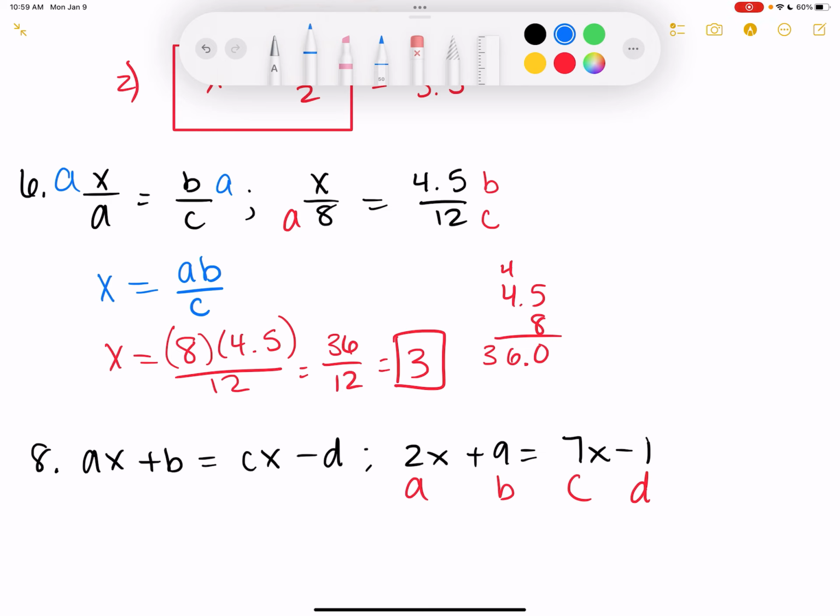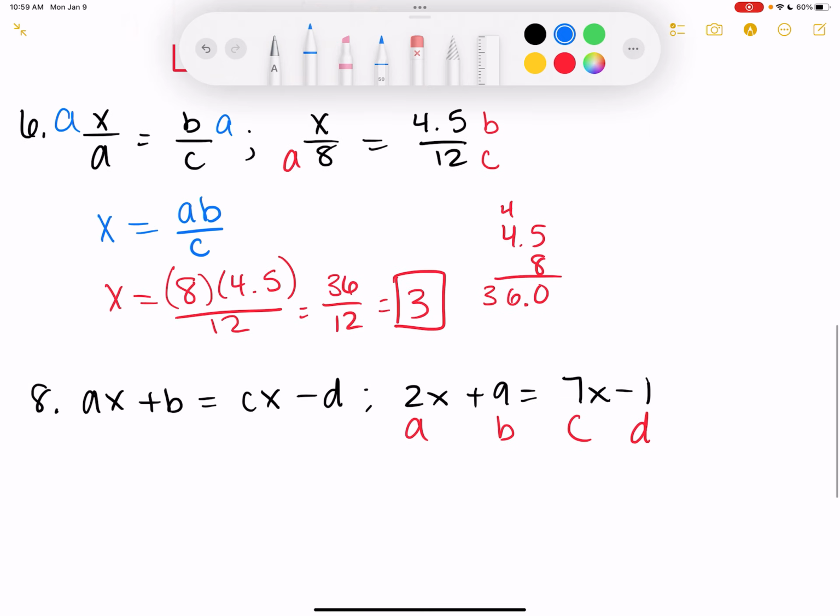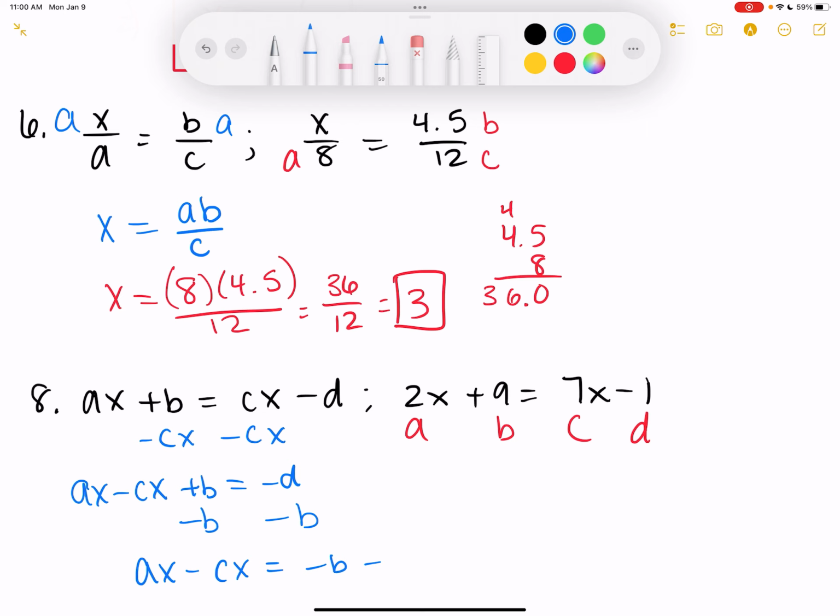So I need to get x by itself, but right now I have 2 of them. So I need to combine them together first. So I like the variables on the left, so I'm going to move the cx to the left. So minus cx on both sides. So I have ax minus cx plus b is equal to -d. I need to move the b over to the other side. So I'm going to subtract b from both sides. So I have ax minus cx is equal to -b minus d.